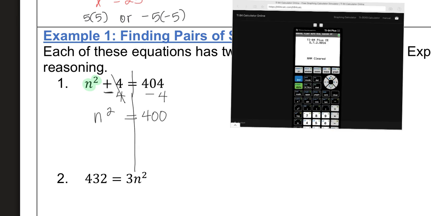All right, now for us to be able to solve this, we need to get rid of this power of 2. Okay, we have to get rid of this little exponent here.